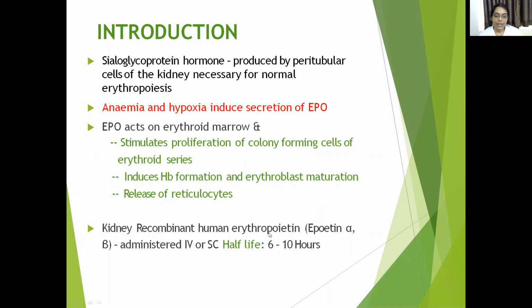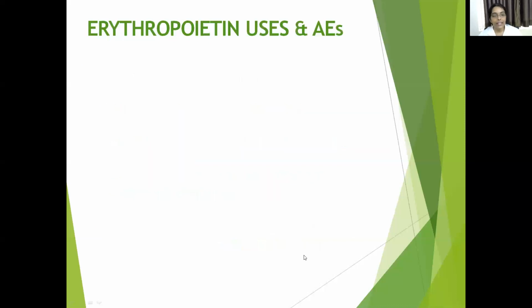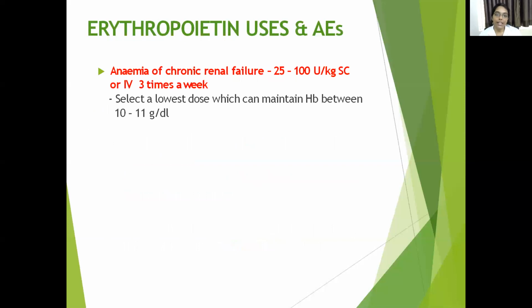Commercial preparations are epoetin alpha and epoetin beta. So this is a recombinant human erythropoietin. It is administered IV or SC and the half-life is 6 to 10 hours. So where do you give it? Mainly in anemia of chronic renal failure. Dose is 25 to 100 units per kg, SC or IV, 3 times a week.